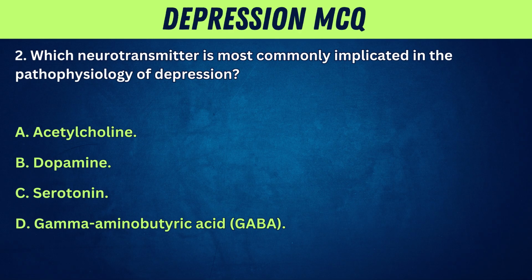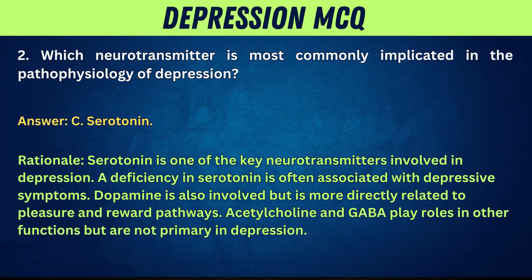2. Which neurotransmitter is most commonly implicated in the pathophysiology of depression? A. Acetylcholine. B. Dopamine. C. Serotonin. D. Gamma-aminobutyric acid, GABA. Answer: C. Serotonin. Rationale: serotonin is one of the key neurotransmitters involved in depression. A deficiency in serotonin is often associated with depressive symptoms. Dopamine is also involved but is more directly related to pleasure and reward pathways. Acetylcholine and GABA play roles in other functions but are not primary in depression.